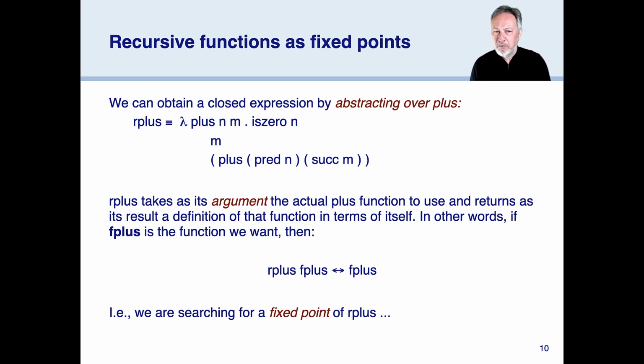If we took f plus, the function that we would like, our addition function, and we pass it into r plus, then it'll give us back, as the definition, the function that we want. In other words, r plus applied to f plus will give us f plus, if we had it. In other words, what we're looking for is a so-called fixed point. Look carefully at that equation. So r plus applied to f plus is the same as f plus. It's convertible. The arrows go both ways.